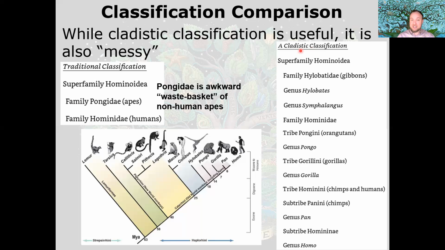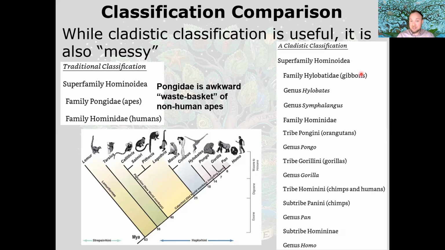And so this is a cladistic classification where, again, we have superfamily Hominoidea. We have a family of the gibbons. There's a tribe for the orangutans. There's a tribe for gorillas. There's a tribe Hominini, which we share with both chimps and us. There's a subtribe, the Panini, I don't know how to say it, is chimps, just the chimps. Then there's the genus Pan, and genus Homo, which is us. And then Homo sapiens is humans. Homo neanderthalensis, Homo erectus, Homo ergaster, lots of other Homo species in that genus.